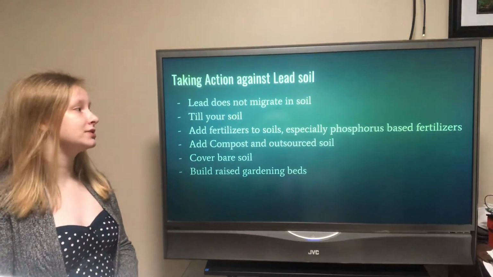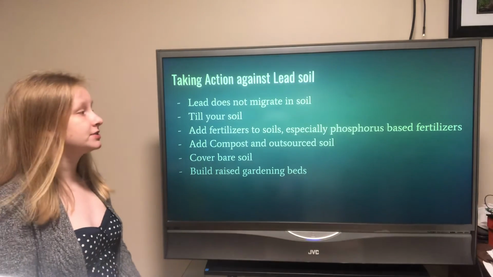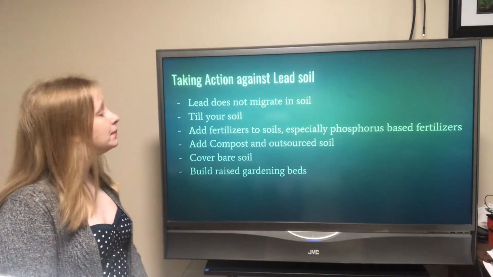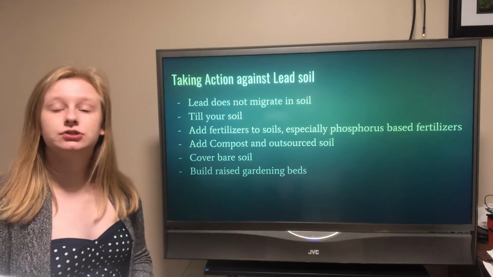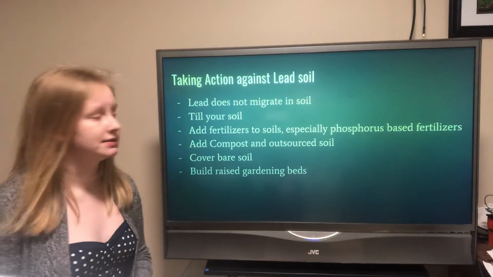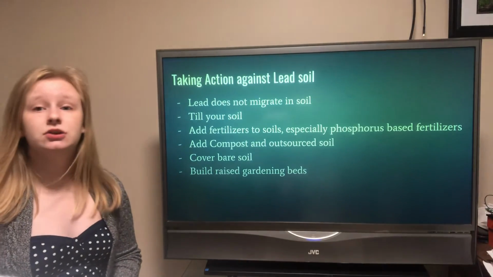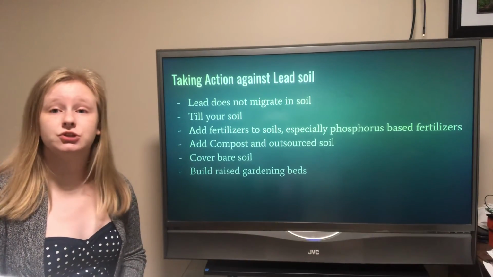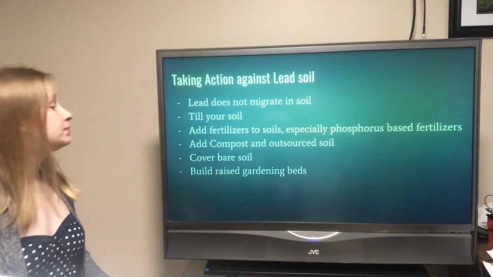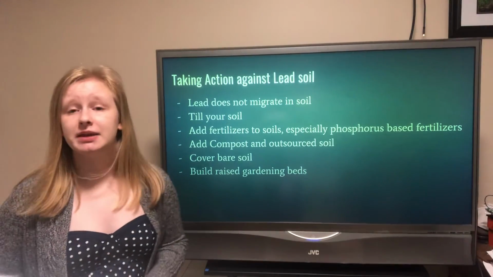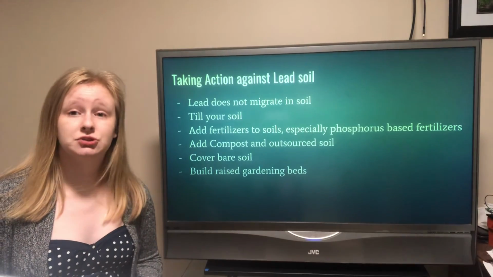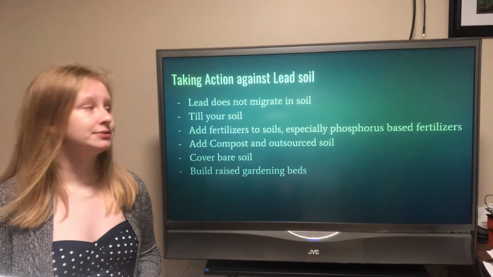Add fertilizers to soils, especially phosphorus-based fertilizers. Phosphorus binds lead and lowers the toxicity of it over time. Add compost and outsourced soil. This also dilutes your concentrations of lead. This will make it much harder for you to be at risk if you dilute it. Cover bare soil. Use mulch or gravel to cover garden beds or children's play areas. Coverage limits exposure. Remember that. Also, build raised gardening beds. Just eliminate the factor of being in the soil at all. If you raise your garden beds and you use outsourced soil, you're not going to be touching the contaminated soil at all, limiting your chances of being exposed.